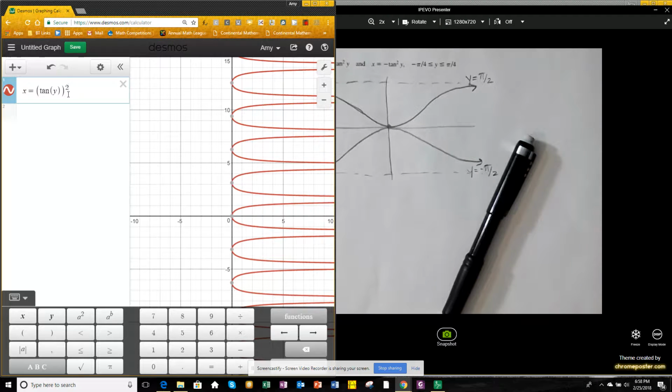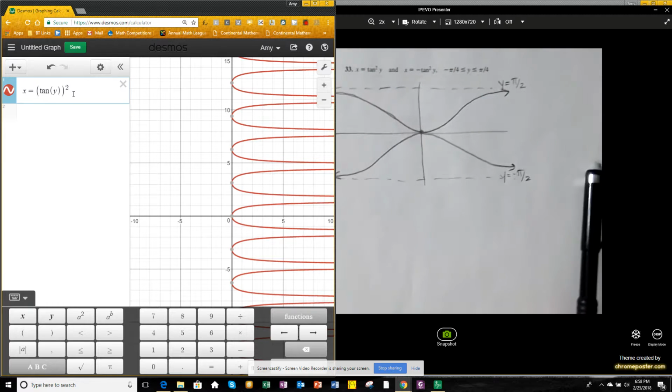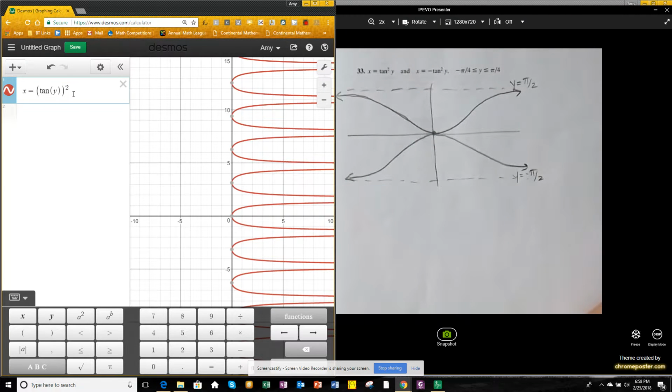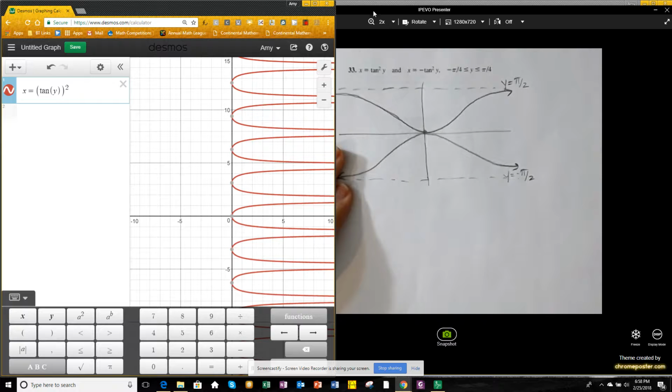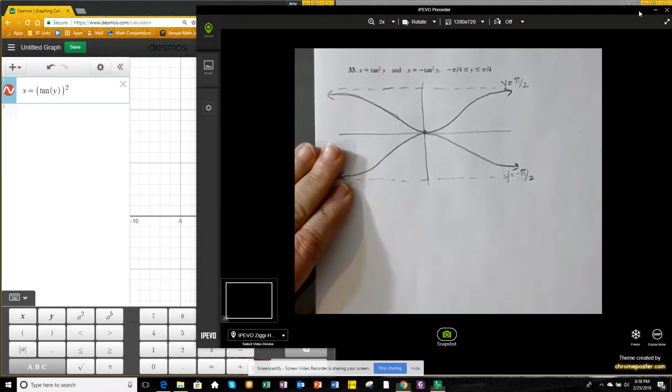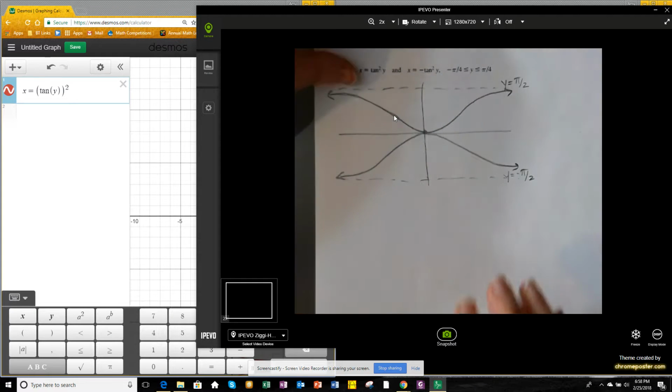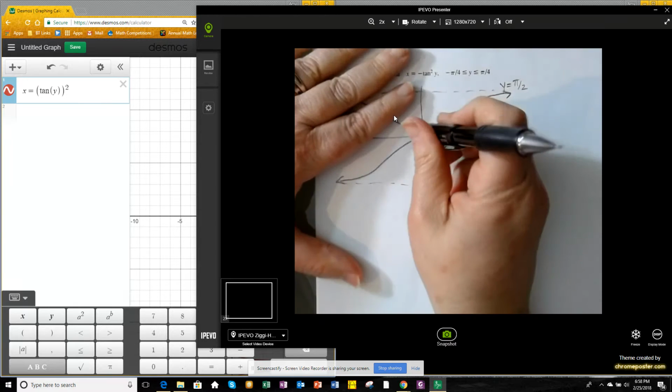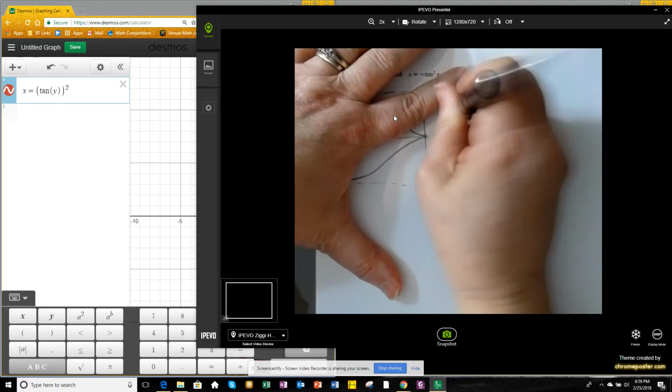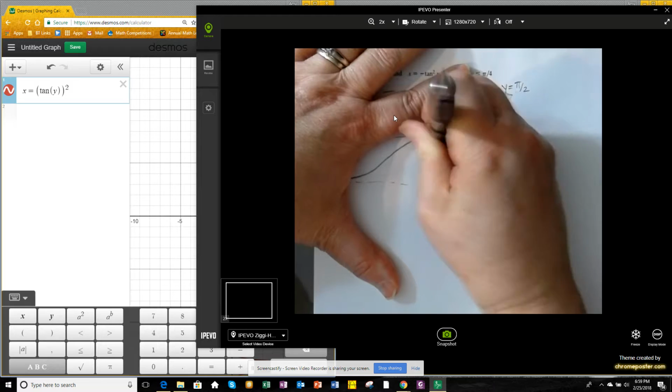Oops, interesting. Hold on a minute. My sketch is wrong. So let's try it again. See, even Mrs. Muller can be a little bit imperfect.